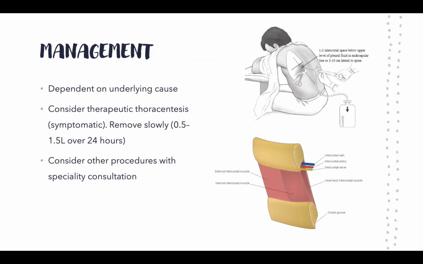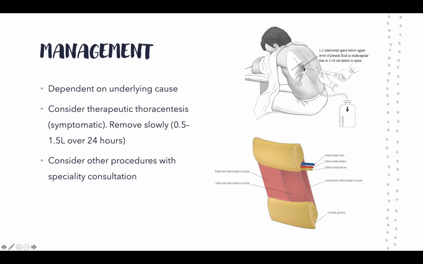So now that we've diagnosed it, how do we manage it? It all depends on the underlying cause. If it's transudative, if it's heart failure, we can think about diuretics and trying to get rid of that fluid. If it is SLE or an autoimmune cause, we might think about steroids to try to suppress that acute flare or exacerbation. So it all depends on the underlying cause. We could consider therapeutic thoracentesis.